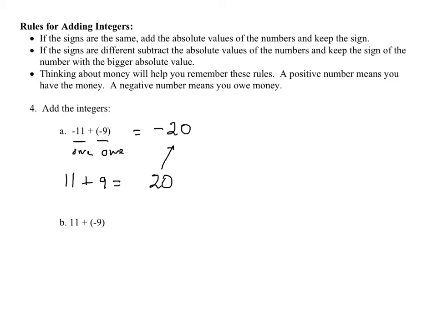The next one is 11 plus a negative 9. Now these signs are different. So we're going to subtract the absolute values. 11 take away 9 is 2. And we're going to keep the sign of the number with the bigger absolute value. 11 has a bigger absolute value than negative 9. So my answer is going to be 2. But if you think about it in terms of money, you have $11, but you owe 9. So you still have $2.